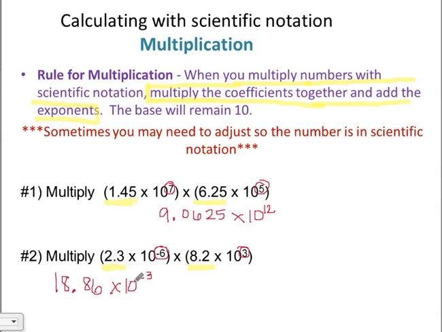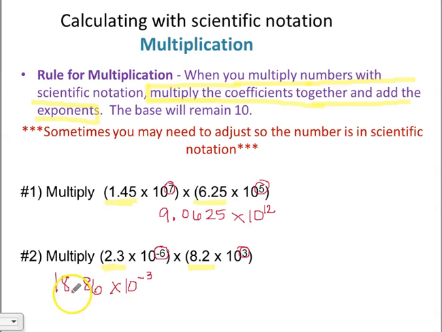Oh, I really am having a hard time tongue-tying myself today. Are we in correct scientific notation? Is our coefficient greater than or equal to 1 but less than 10? No, we need to do some adjusting here.